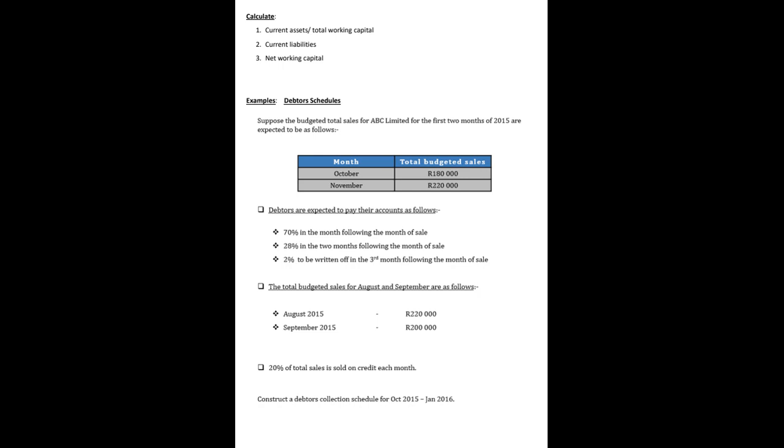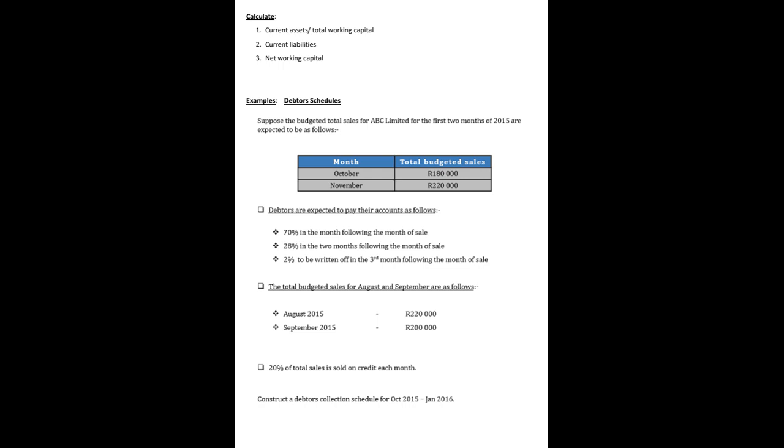Naturally, it differs from business to business. But here we're looking at, on average, in a particular month, how much do we actually receive from the debtor? So a typical question will give you all of the information that you see up here, and then they'll ask you to draw up a debtor schedule for a particular period, a couple of months, that type of thing. So here it says to you, suppose the budgeted total sales.